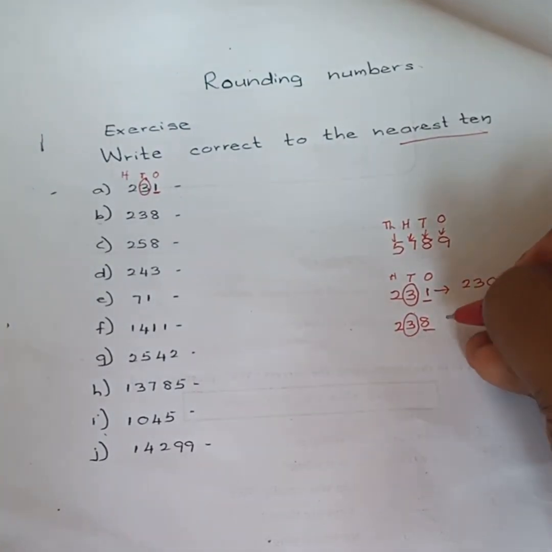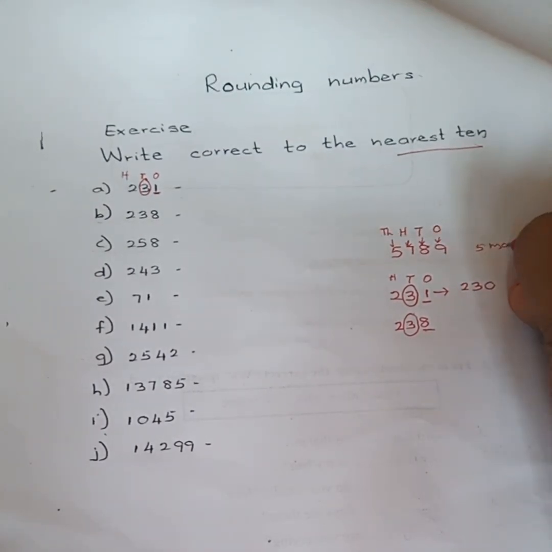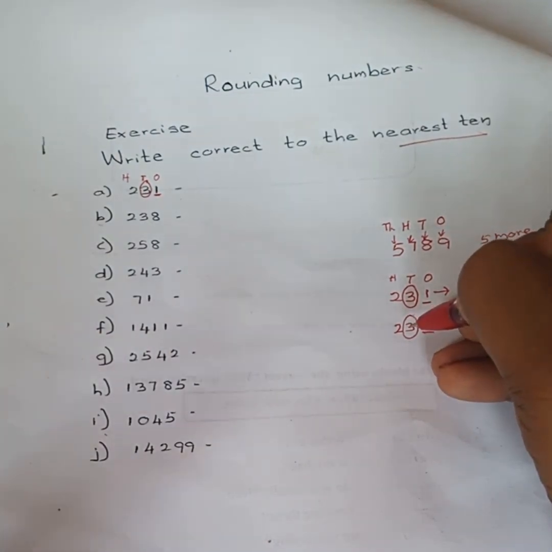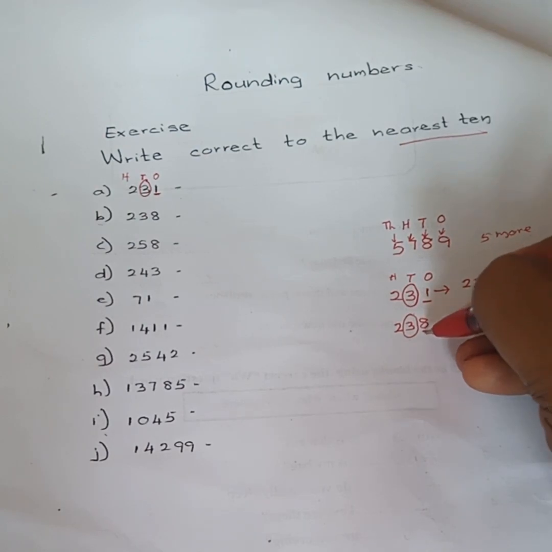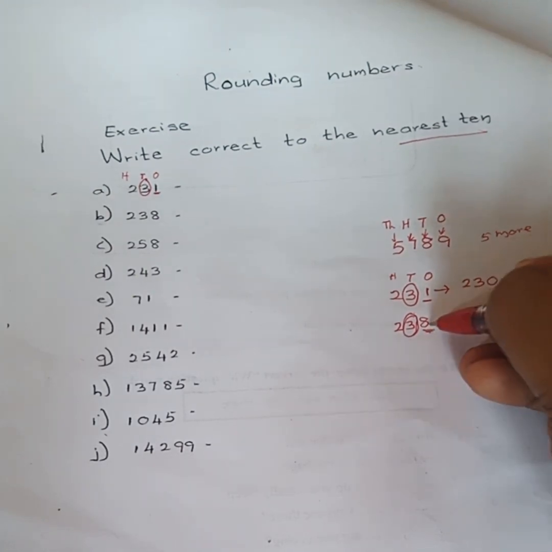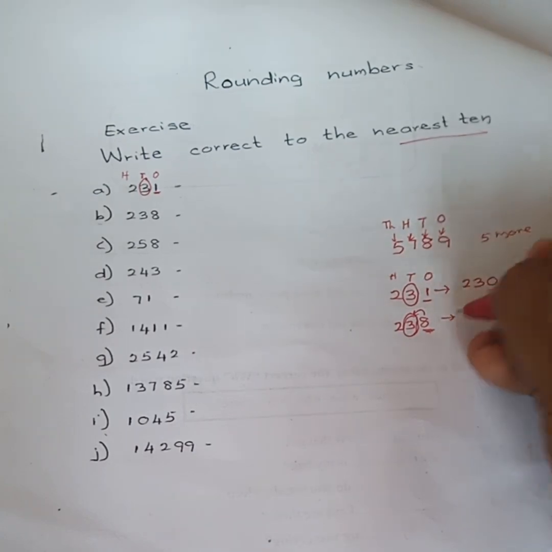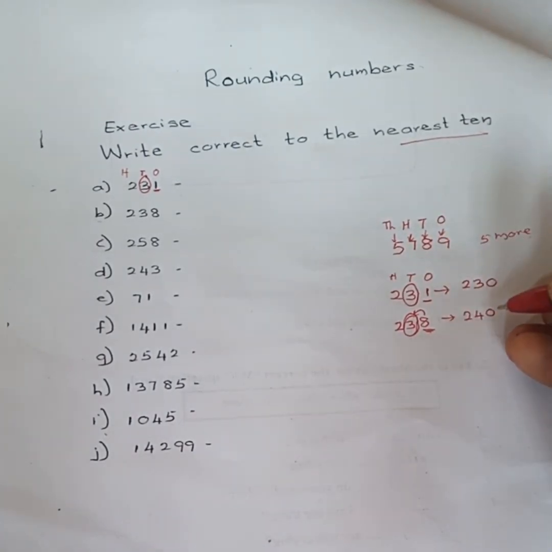If the next door value is 5 or more than 5, we need to add 1 to the tens column. That means when you round off 238, here the tens value is 3. We have to consider the next door value, the ones value. It's more than 5. Then when you round off, the answer should be 240. Right. So based on that, we'll do this activity.